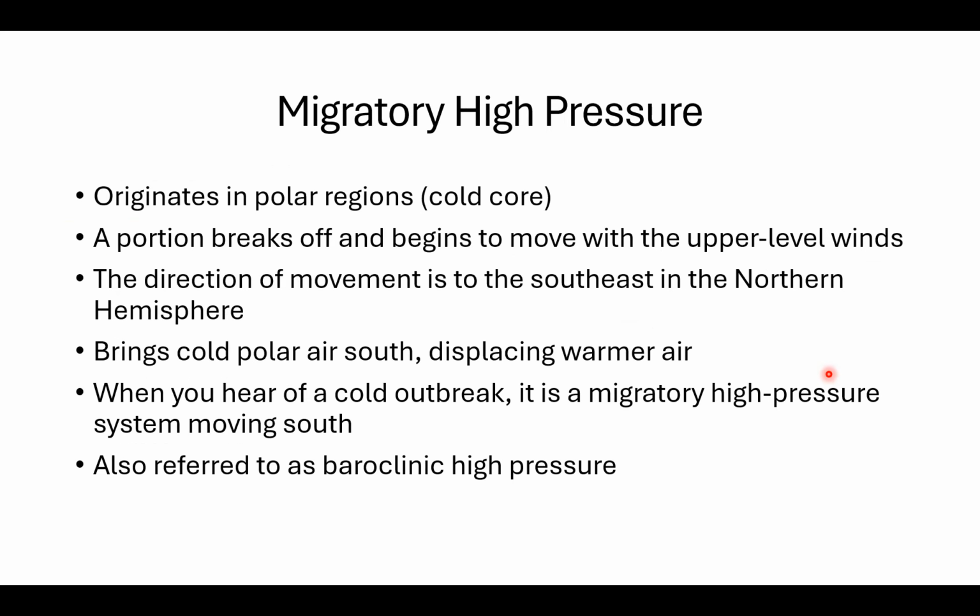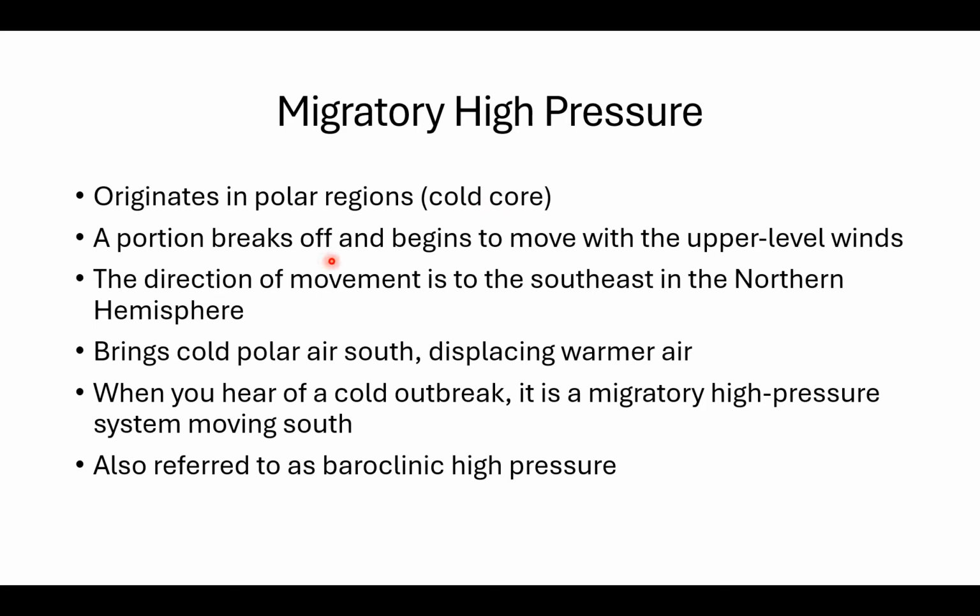What about migratory high pressure systems? This is our last type we'll talk about for high pressure. They originate in the polar regions. They're generally cold core. Now, when I say cold core with these migratory highs, that means the coldest air is going to be at the center of this high pressure.